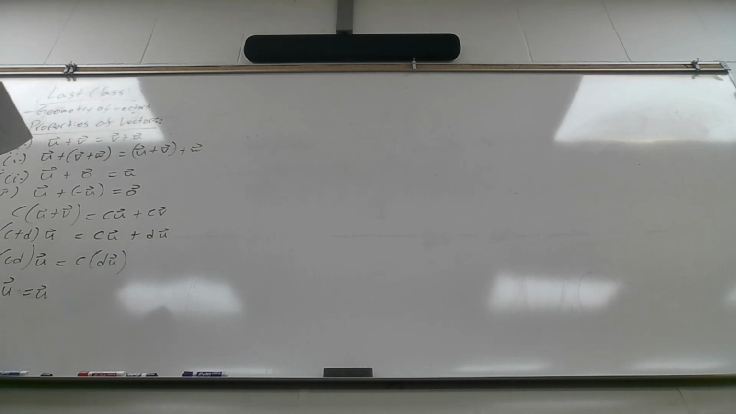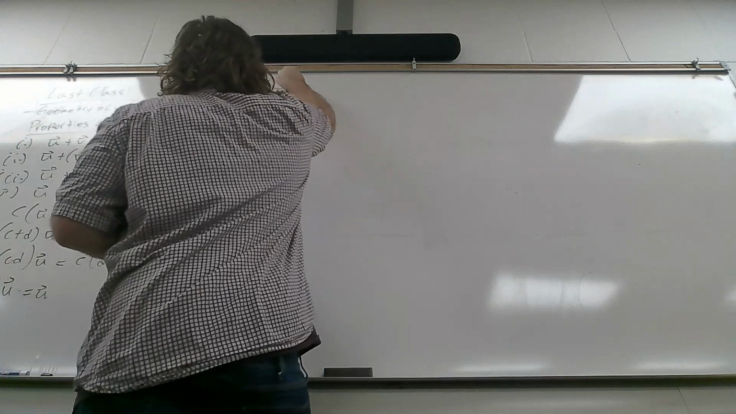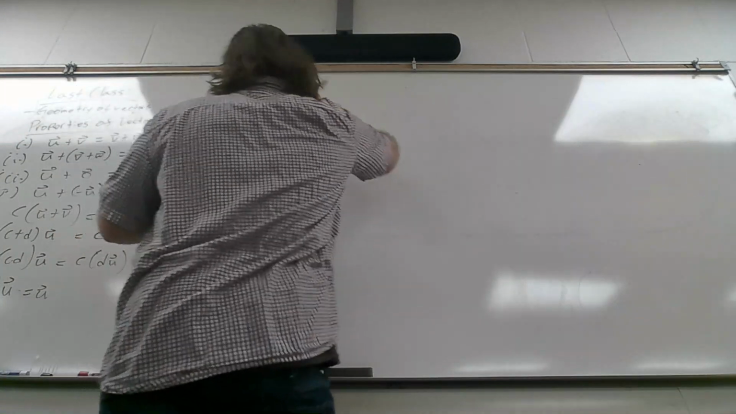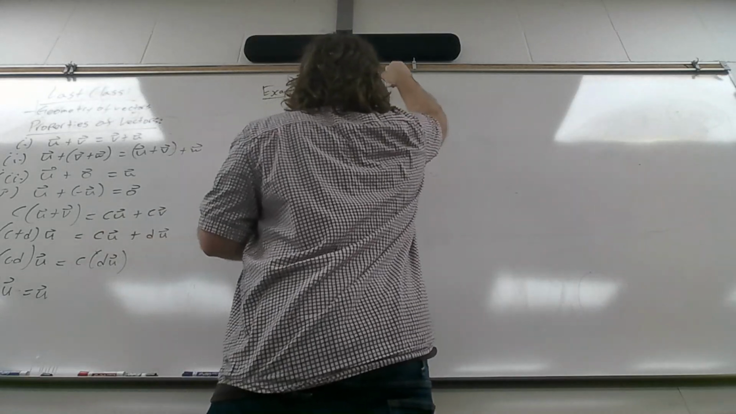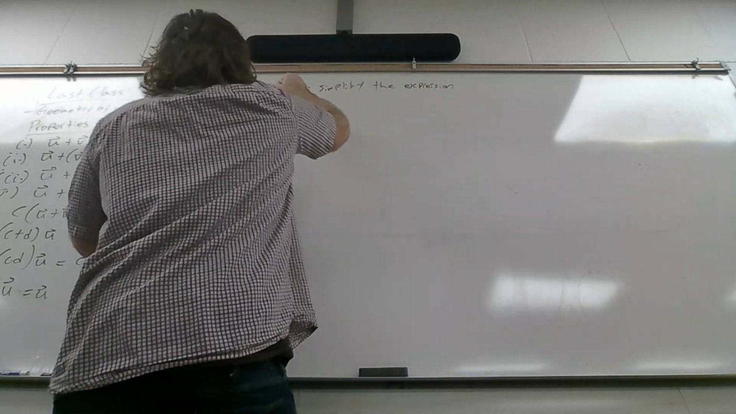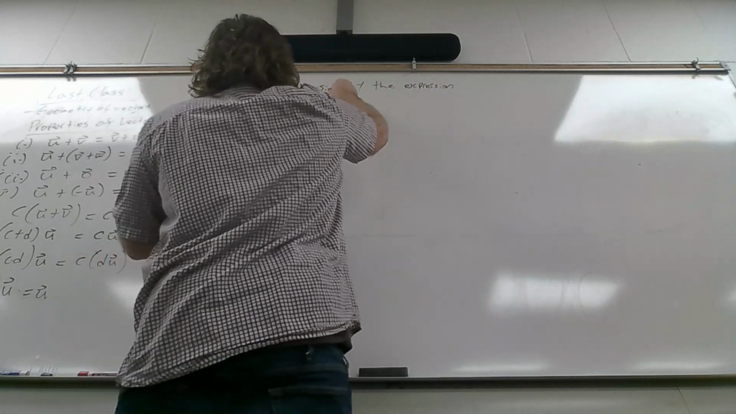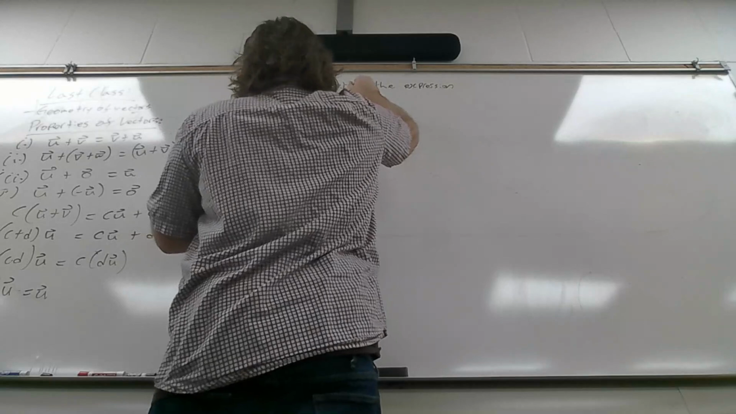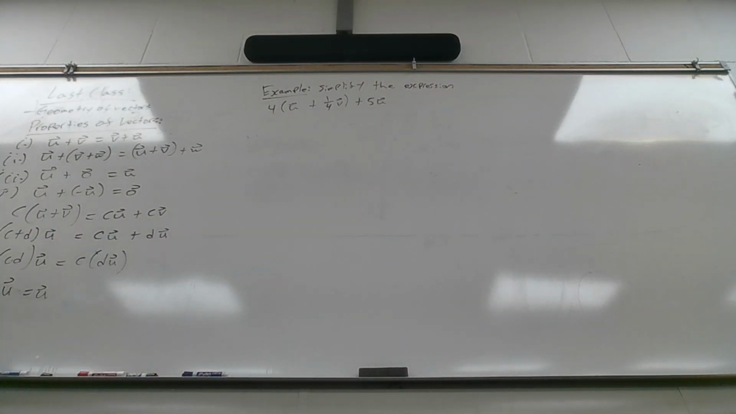Okay, so like I said, this essentially gives us algebra. So let's simplify. Again, I hate that word, but it is what it is. The expression 4 times (u plus 1/4 v) plus 5u. So what this is basically saying is we can condense this down a lot, right? And it works exactly how you would expect. There's nothing, no tricks here.